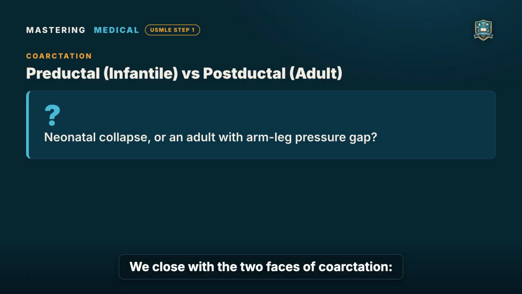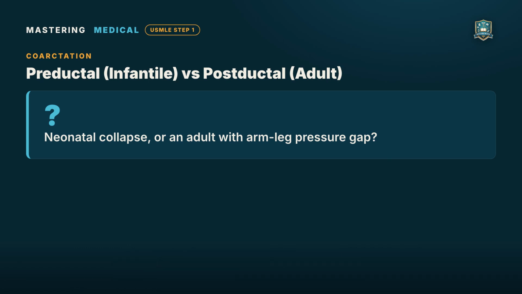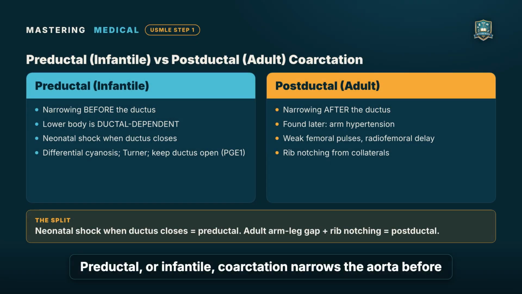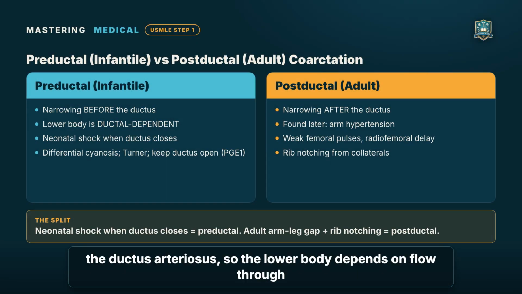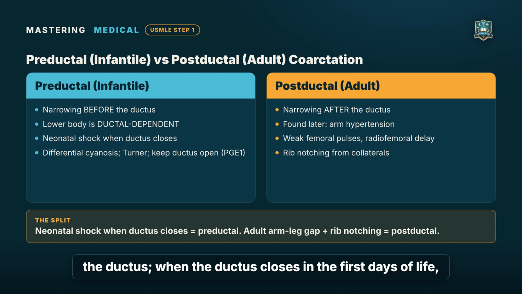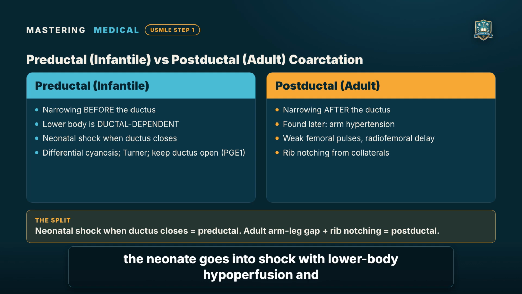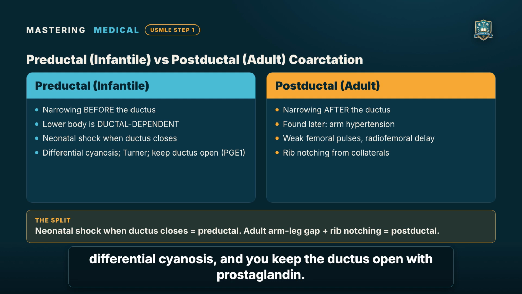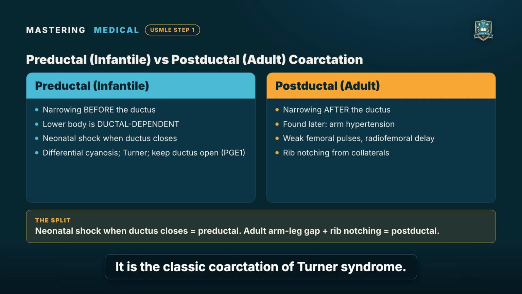We close with the two phases of coarctation, the infantile preductal form and the adult postductal form. One crashes as a newborn, the other is found years later. Preductal or infantile coarctation narrows the aorta before the ductus arteriosus, so the lower body depends on flow through the ductus. When the ductus closes in the first days of life, the neonate goes into shock with lower body hypoperfusion and differential cyanosis, and you keep the ductus open with prostaglandin. It is the classic coarctation of Turner syndrome.